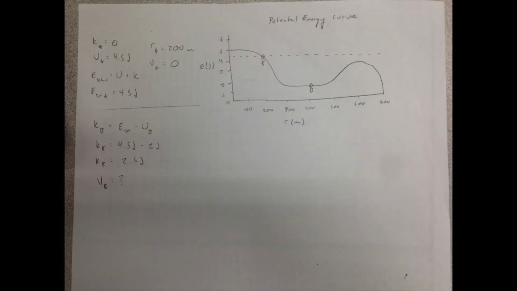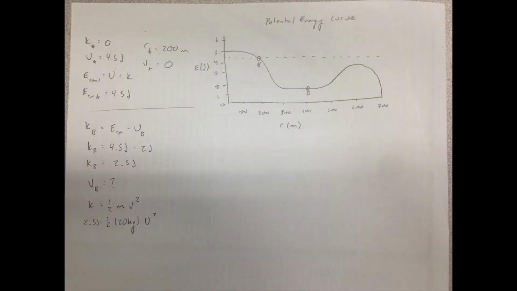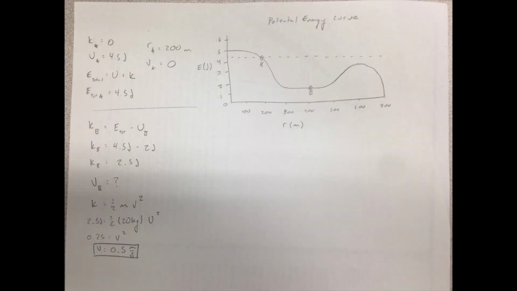Our goal, however, is to find the speed at B. And so using our equation for kinetic energy, we can plug in terms and solve for V. We found that the speed of the object at point B is 0.5 meters per second.